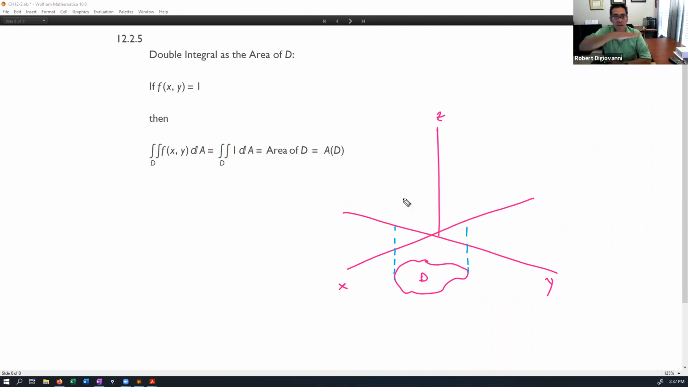But what if I tell you that that surface on top isn't just any function? What if that function is the constant one function? So it's just flat, 1 unit high. What if the distance from here to here is 1 and it's a flat plane? Wouldn't it just be that image of D up here? Now, the volume of this would be the area of D, times 1, wouldn't it? Because that would be how tall it is. But the area of D times 1 is just the area of D.